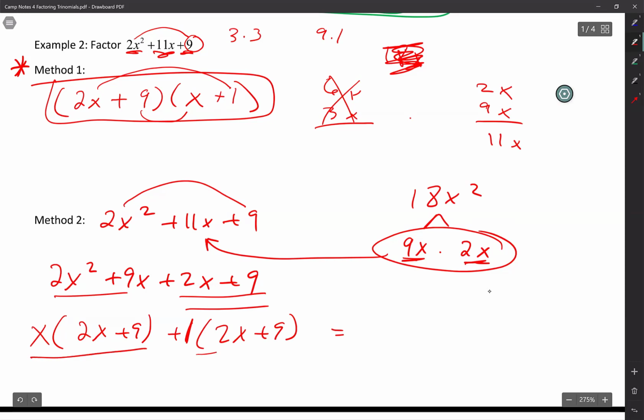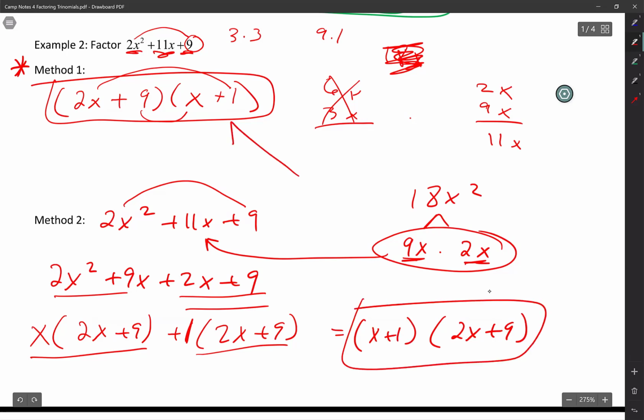And then, what can I factor out of those quote-unquote two terms? You can factor out a 2x plus 9. So 2x plus 9, if you factor that sucker out, you'll have an x plus 1. And there it is. X plus 1, 2x plus 9. So whichever method you prefer there, guys.